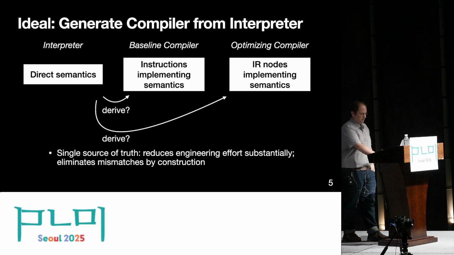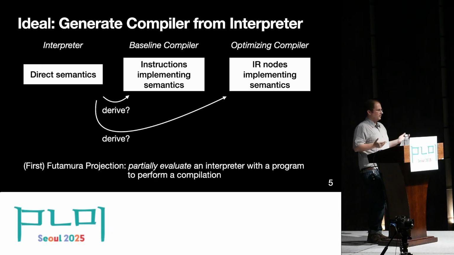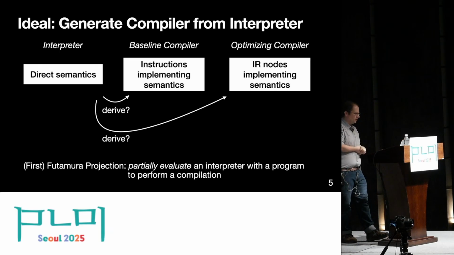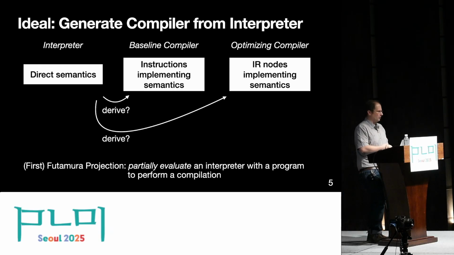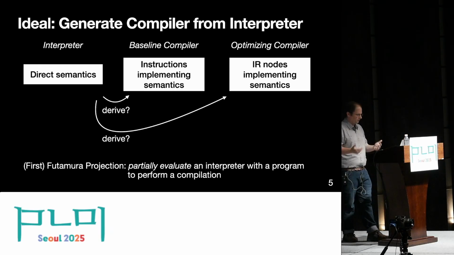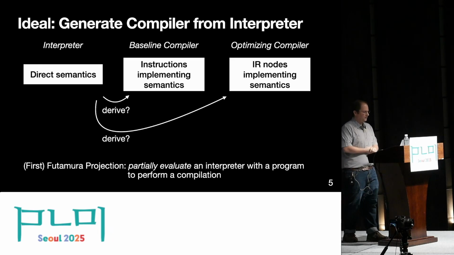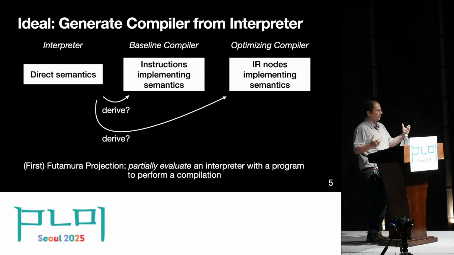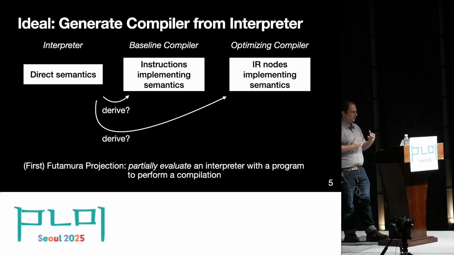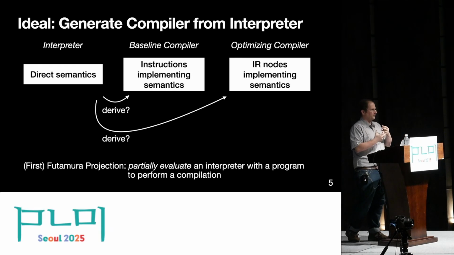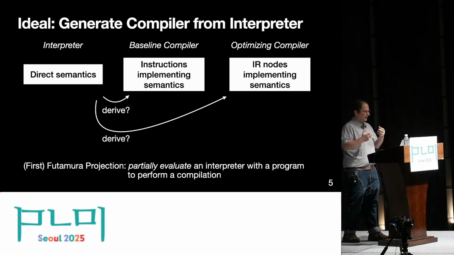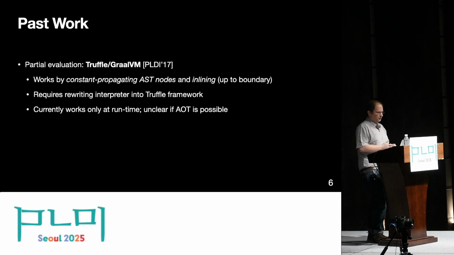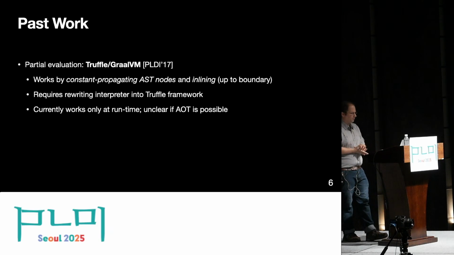And it would eliminate mismatches by construction. So this idea has been around for a while, in fact, 54 years, I think. It's called the Futamura projection, at least when you do it via partial evaluation. And the idea is that we partially evaluate an interpreter with the program that it's interpreting to perform a compilation, right? So the residual, the piece that can't be evaluated away, is a compiled form of the bytecode that was interpreted.